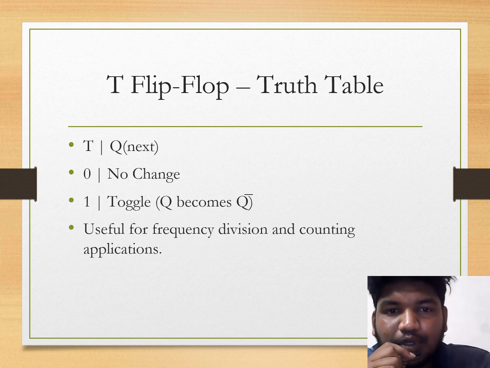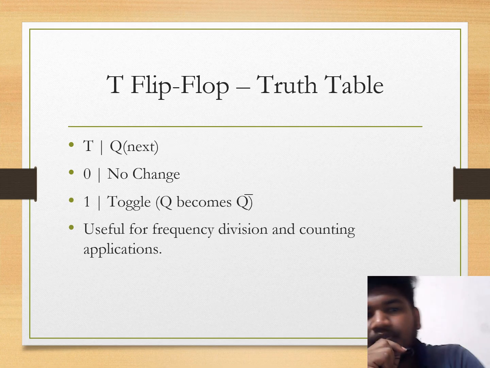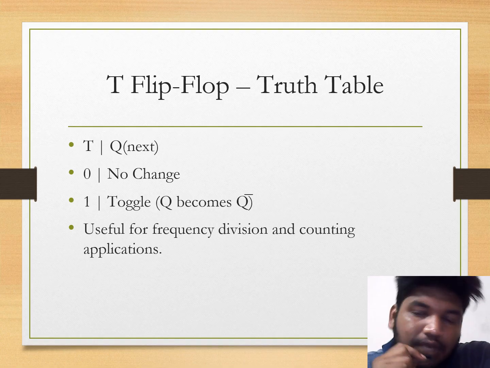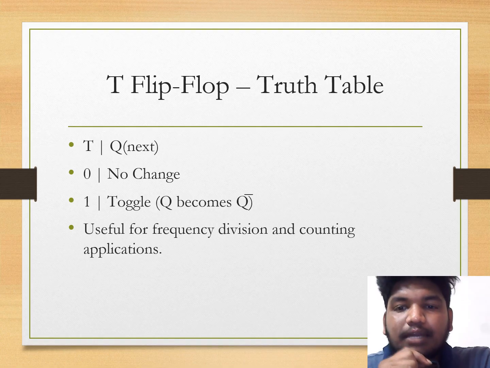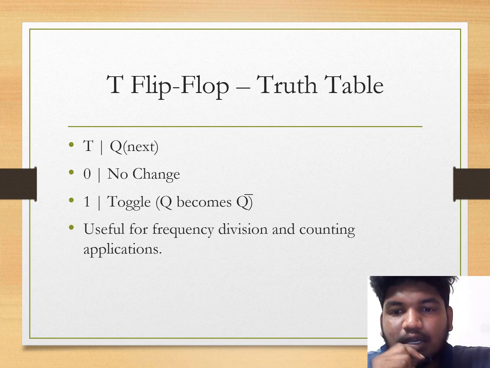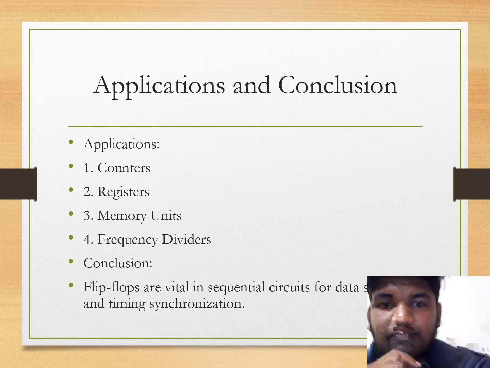The T flip-flop truth table has T and Q next. When we give 0, no change. When we give 1, it will toggle, I mean Q becomes Q bar. Toggling means the values change alternately. The first value is 0, the second value is 1, the third value is 0 and the fourth value is 1. This is about the T flip-flop.